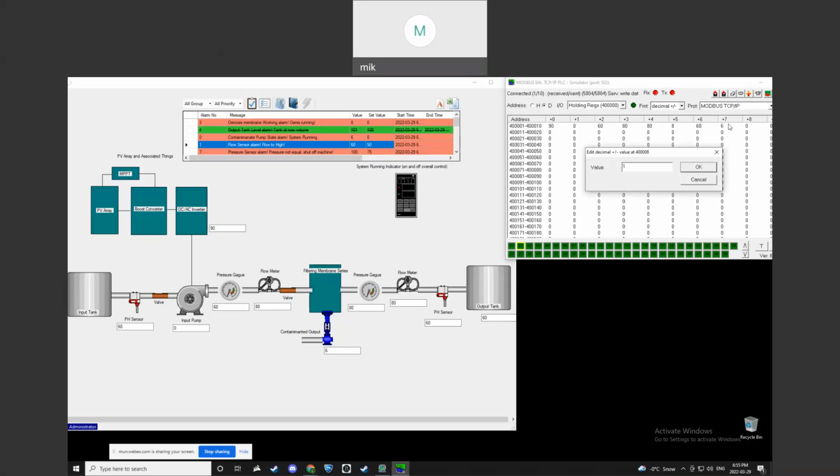And finally, this value here, we have a 6 at the contaminated output. We can put it down to 1. And that's everything.